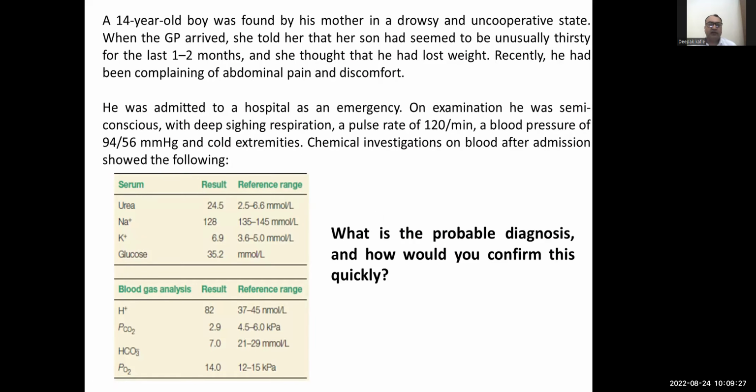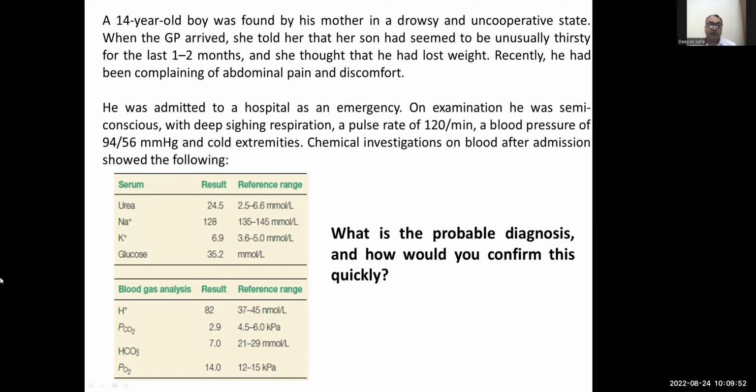And let's see another clinical vignette. A 14-year-old boy was found by his mother in a drowsy and uncooperative state. When the GP arrived, she told her that her son had seemed to be unusually thirsty for the last 1 to 2 months, and she thought that he had lost weight. Recently, he had been complaining of abdominal pain and discomfort. He was admitted to the hospital as an emergency.